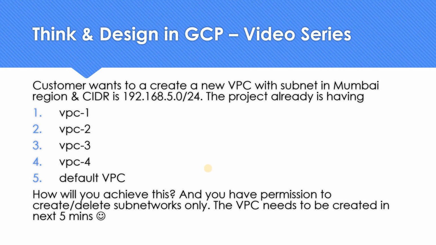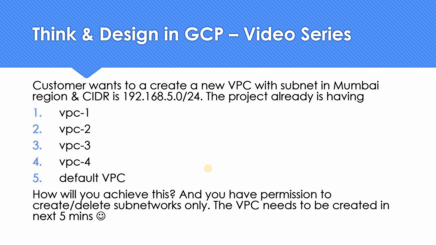So in today's video in the Think and Design in GCP video series, the question is something like this. The customer wants to create a new VPC with a subnet in the Mumbai region and the CIDR range is this one, 192.168.5.0/24. The project already has these many VPCs, VPC1 to VPC4, along with the default VPC. You need to create this new VPC plus the subnet.